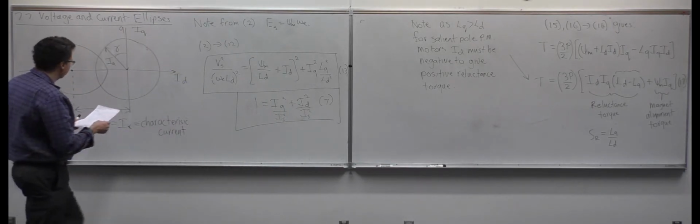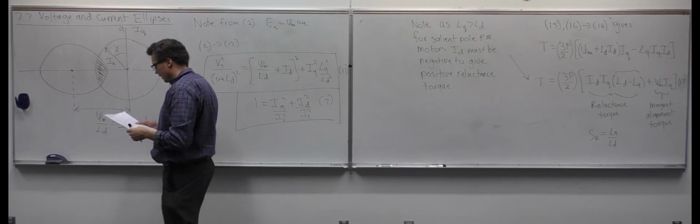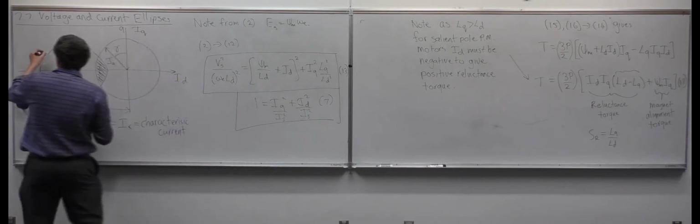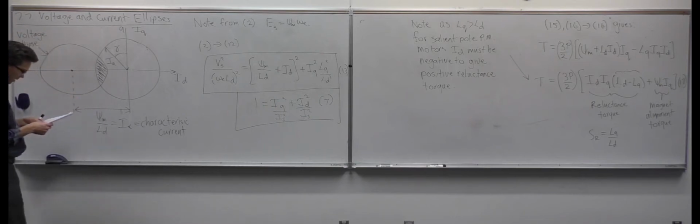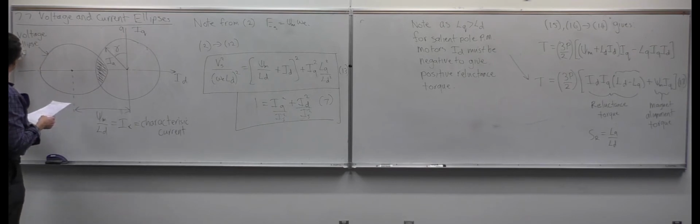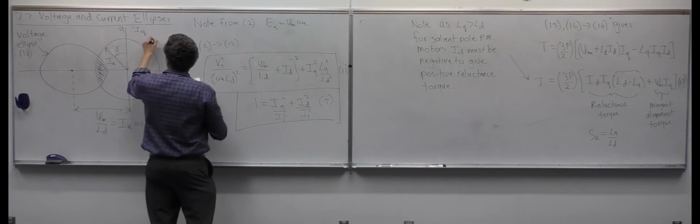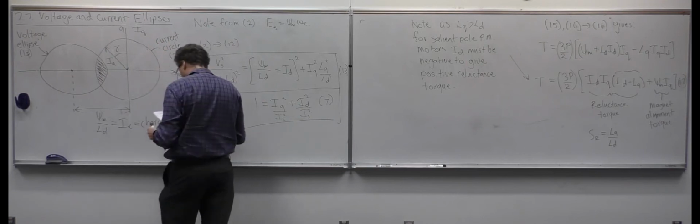And so the point where these two intersect is the operating region. In this picture there's not much of a region that you can operate in. So this is the voltage ellipse, and I'll talk more about that in a minute. This is governed by equation 13, and then this is the current circle, and that's governed by equation 7.